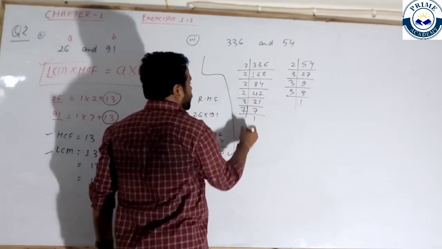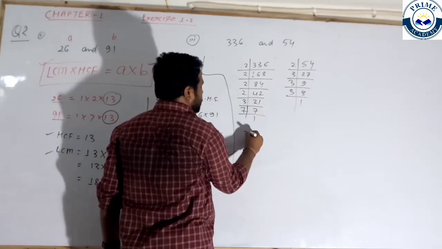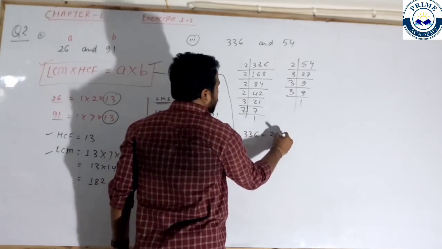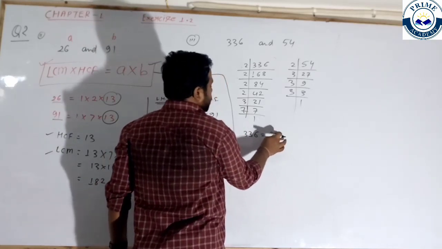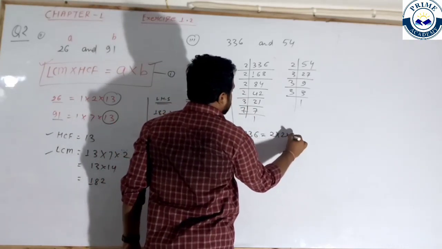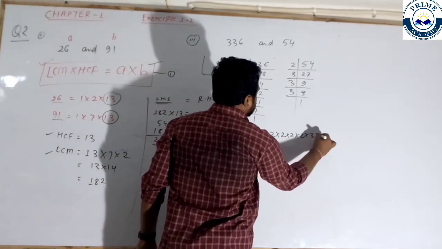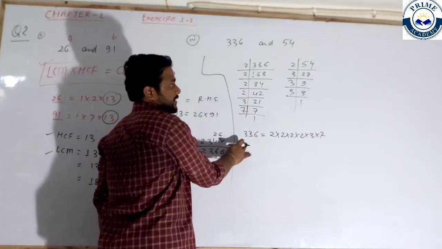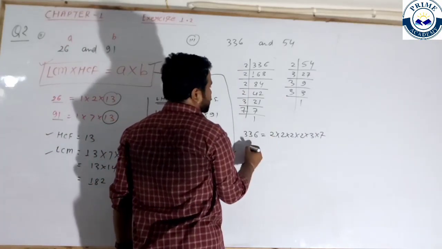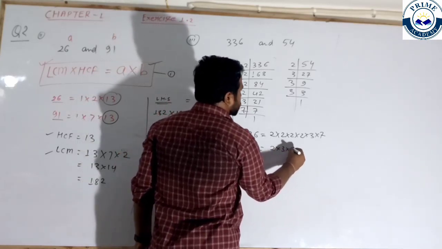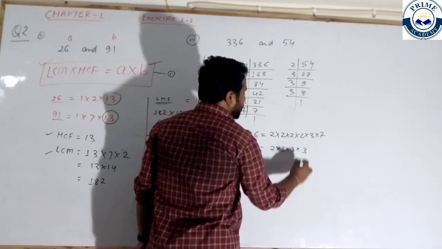So easily you can write 336 will be 2 into 2 into 2 into 2 into 3 into 7. This is the factorization of 336, right? Now this one, 54 will be 2 into 3 into 3 into 3, right?